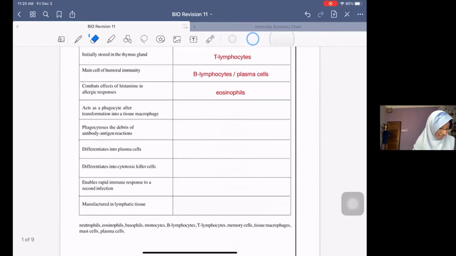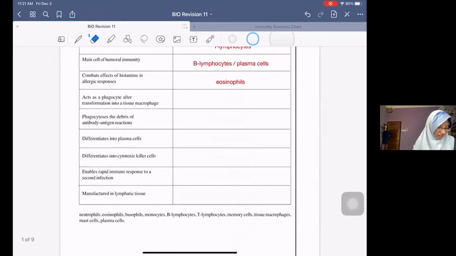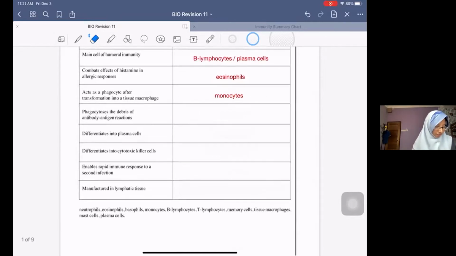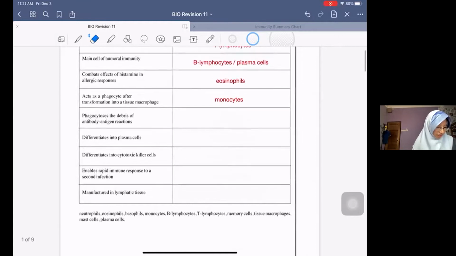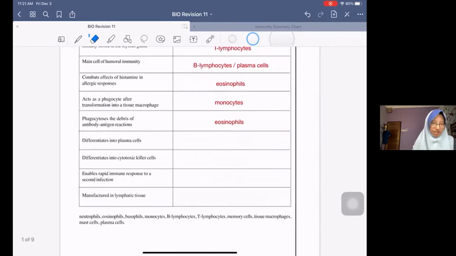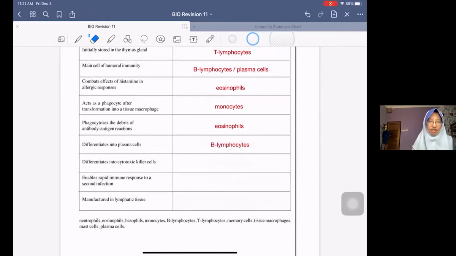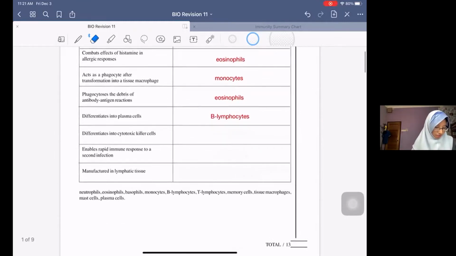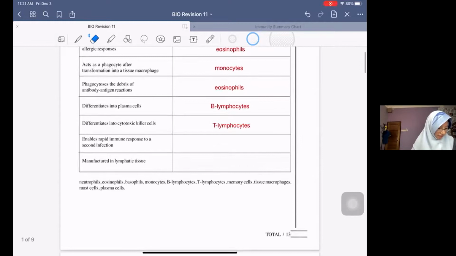Okay, next one, act as phagocyte after transformation into tissue macrophages. Quite obvious. Monocytes. And phagocytosis of the debris of antibody-antigen reactions. This one is also not in the syllabus, eosinophils. Next one, differentiate to plasma cells, B lymphocytes, yes, B lymphocytes. Then differentiate to cytotoxic killer cells is T lymphocytes.